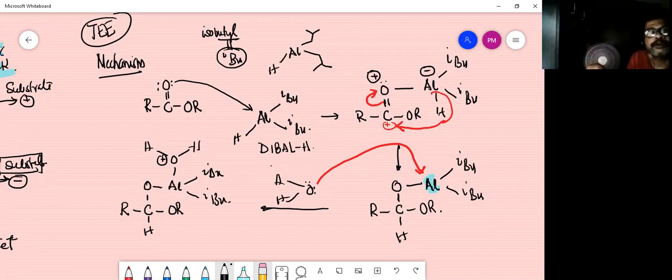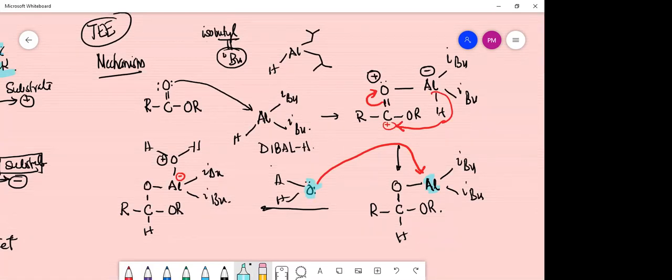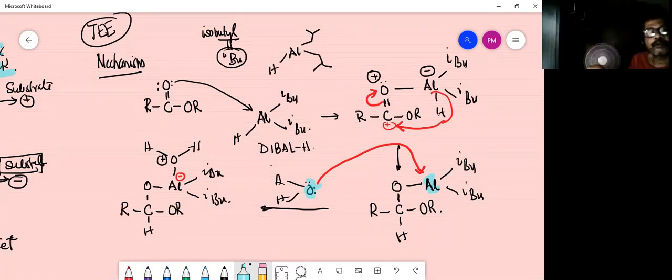Now Al becomes what? Al once again becomes minus because it has taken a lone pair of electrons from oxygen. Right? So Al wants to discard one of these negative charges. So what it does is this: it takes this electron and puts it out here, and this OR goes out.